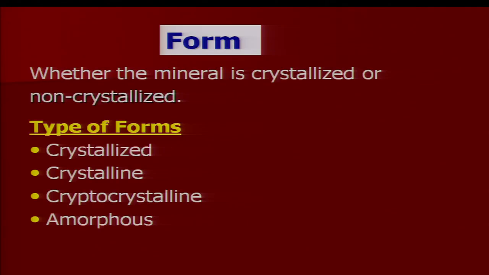Disordered atomic structure means all the cations and anions are not organized, but in the very well crystallized form, all the cations and anions are arranged in a regular manner and they display a lattice structure. So, crystallized is one extremity, amorphous is the other extremity. Between these two extremities, there are crystalline and cryptocrystalline minerals.